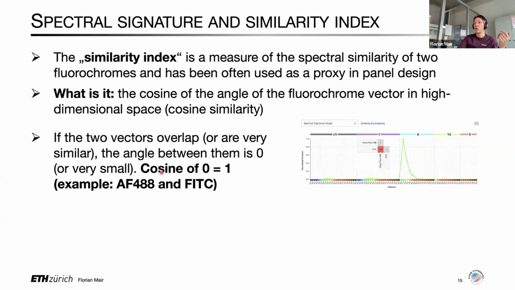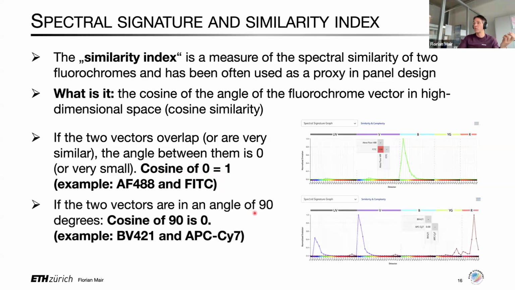And then if you do the cosine of 0, this is 1. So this would be a similarity index of 1. The other opposite would be if you were to look at two different fluorochromes that have very different normalized spectral signatures, like for example, BV421, which is here in the violet and UV space, and APC Psi7, which is here in the yellow, green, and far red space.